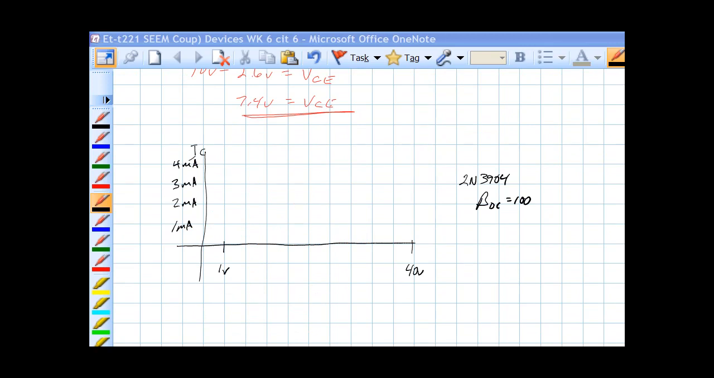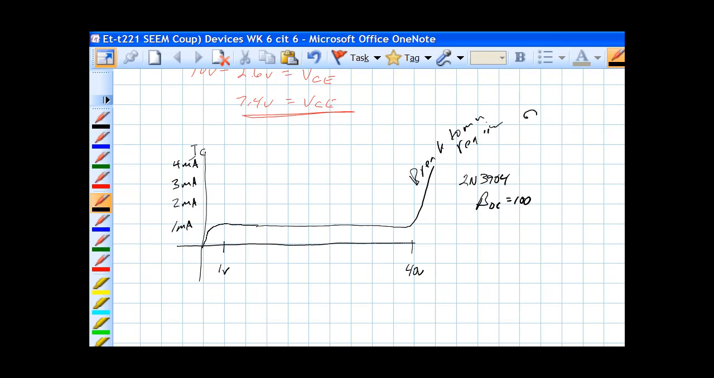We can make a graph of the transistor collector curve. We have a curve that looks like this. In the 3904 data sheet, it said that if you got more than 40 volts from collector to emitter, you would be in the breakdown region. It's usually destructive, and the transistor won't survive it.